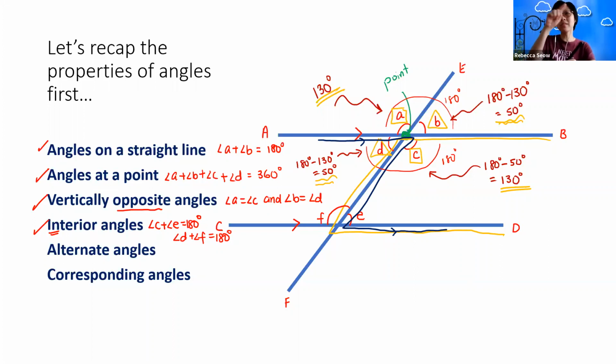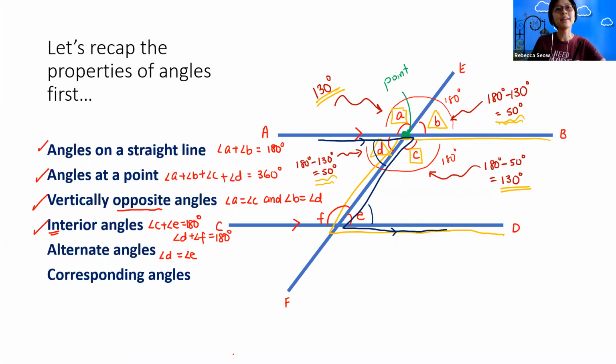Now, when you're able to locate something like a Z, what you need to know about alternate angles is that angle D, the angle that is enclosed within the top part of the letter Z, and the letter E is actually equal to each other. So angle D equals angle E.